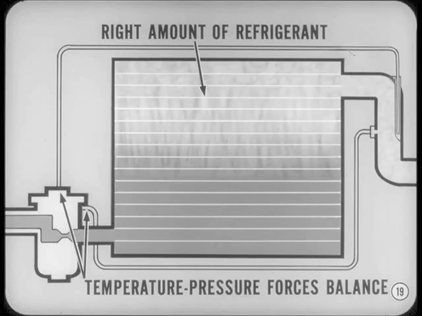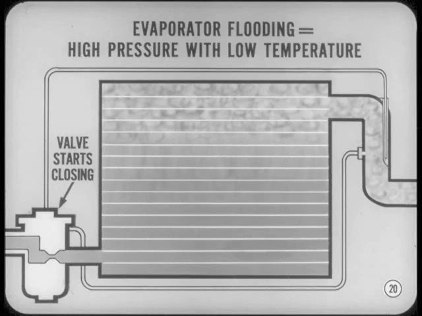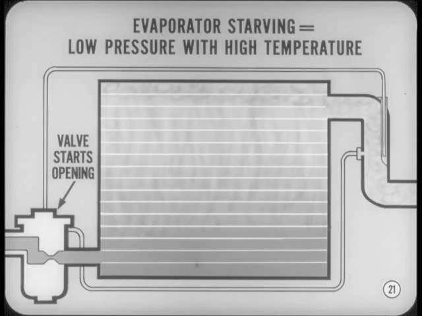Now, if the evaporator starts flooding, evaporation is reduced, so the suction line pressure remains relatively high with a low temperature. These changes alter the balance in the expansion valve. It starts closing and refrigerant flow into the evaporator is reduced. When the evaporator begins starving, refrigerant vapor expands to the point where suction line pressure is relatively low, but with a high temperature. Here, the expansion valve starts opening to meter in more liquid, and the balance is again restored.